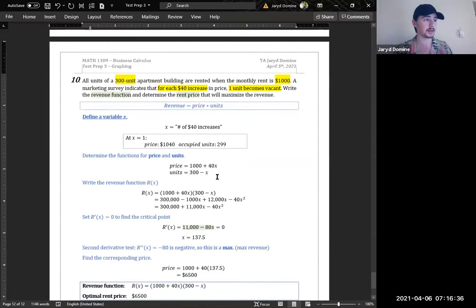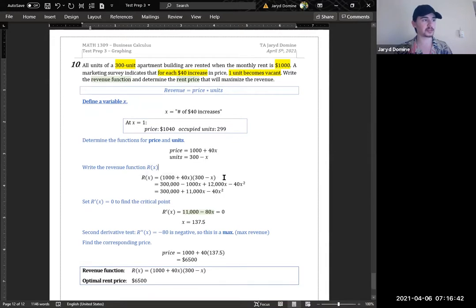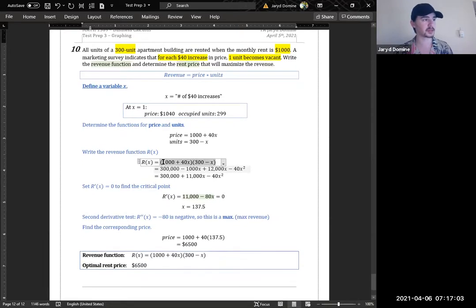Once you have these, you're all set. We know what to do from here. The revenue function is just your price times the number of units that you have occupied. So you just take these two things and multiply them together. That's your answer. What I've done from here is pull this out so that we can take the derivative more easily, because we're going to do that in a second. But this is just price times units, and that's one of the things it's asking for.